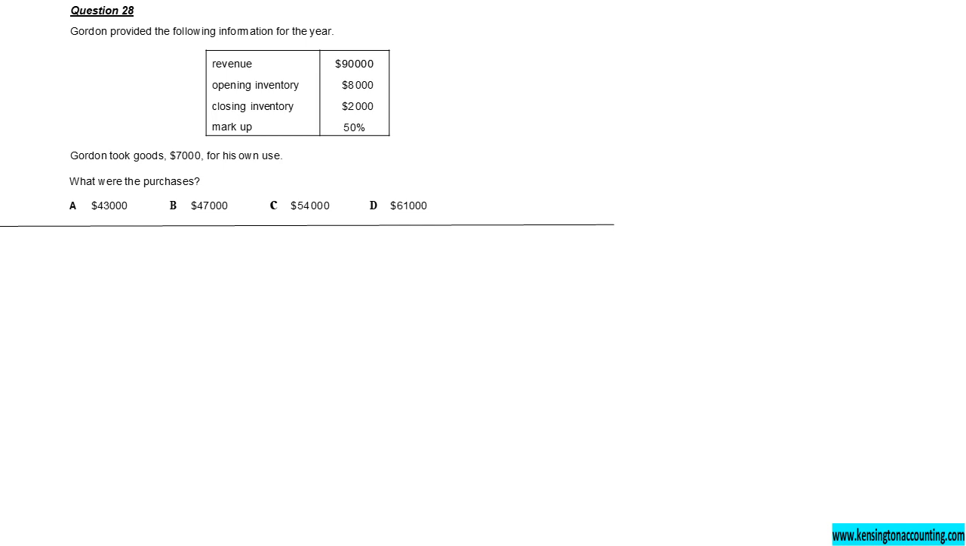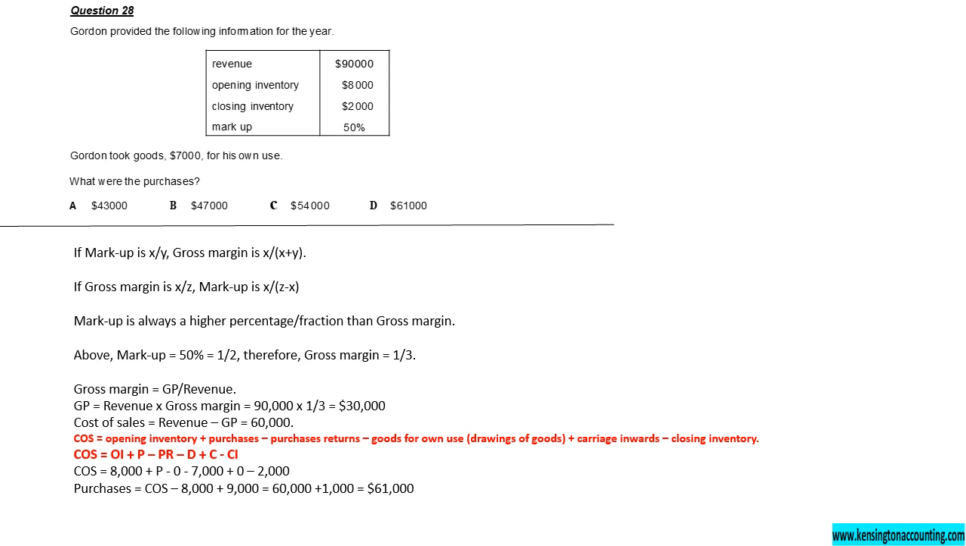Now, let's look at the answer. Just a quick revision: if markup is x divided by y as a fraction, then gross margin is x divided by x plus y. Or if we have gross margin which is x divided by z, then markup is x divided by z minus x. So this is just a revision. And normally the markup is always a higher percentage or fraction than the gross margin, so if you have made a mistake, you can check through this method.